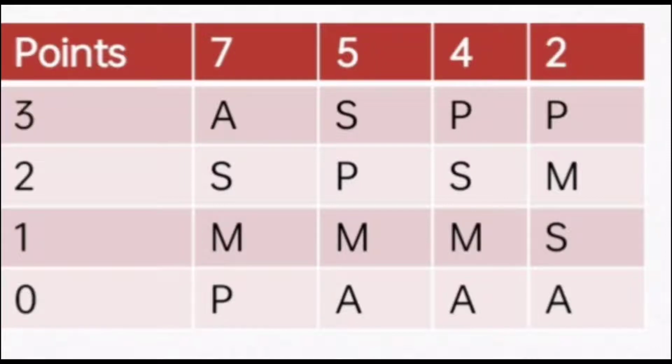Finally, mushroom gets 7 points in column 1, 5 in 2, 4 in 3, and 4 in 4 for a total of 20 points. So using the Borda count method, the rankings are winner S, then P, A, and M with 39, 28, 21, and 20 points respectively.